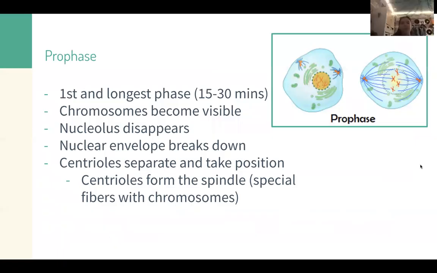All right, the first stage, as mentioned before, is prophase, and this is the longest phase, so it can take about 15 to 30 minutes. This is where the chromosomes become visible and the nucleolus disappears. The nuclear envelope also breaks down, and centrioles separate and take position, and they can form the spindle, which is made of special fibers that interact with chromosomes.